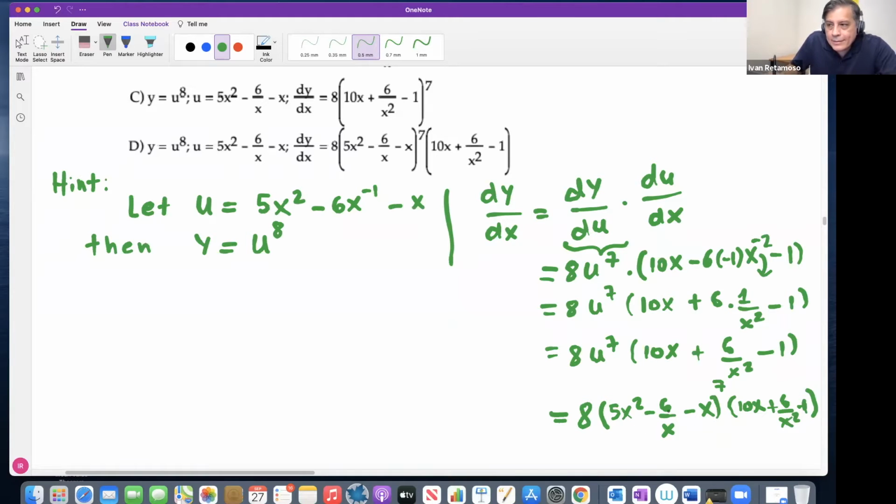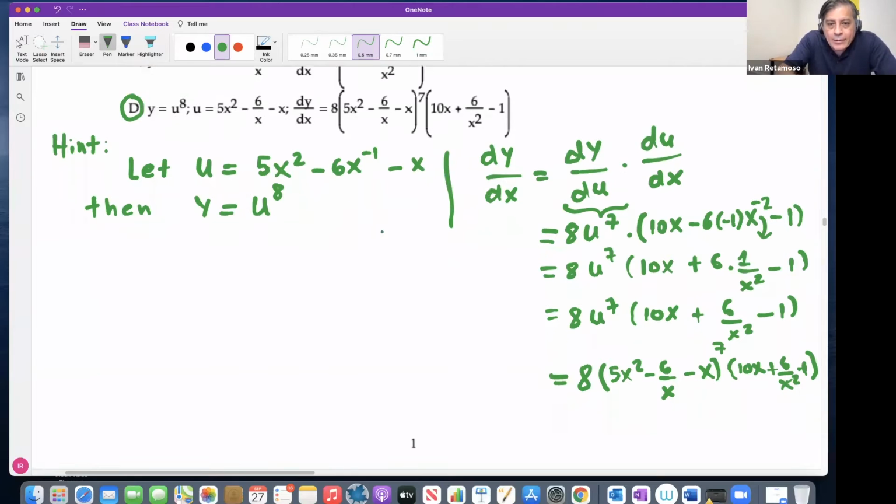And this is a perfect match with this guy, right? Remember, look at the final derivative, which is this. This is this guy, right? From there, check: u is this, with x in the bottom, and y equals u raised to 8. So this is it, right? The last one. Very good, guys.